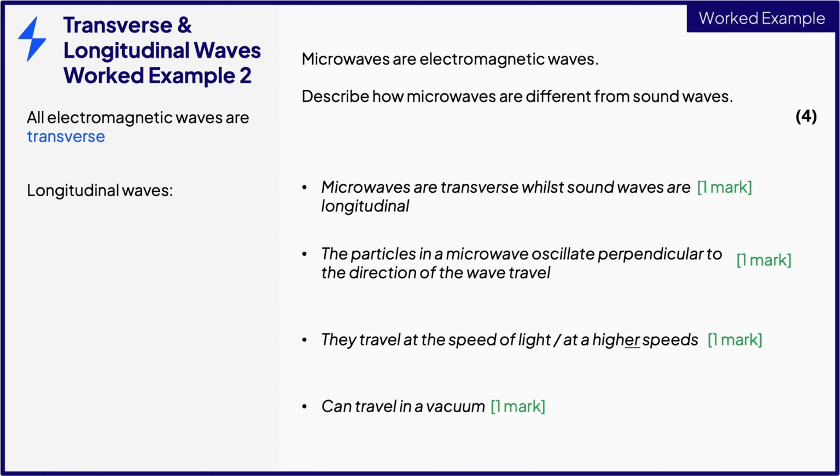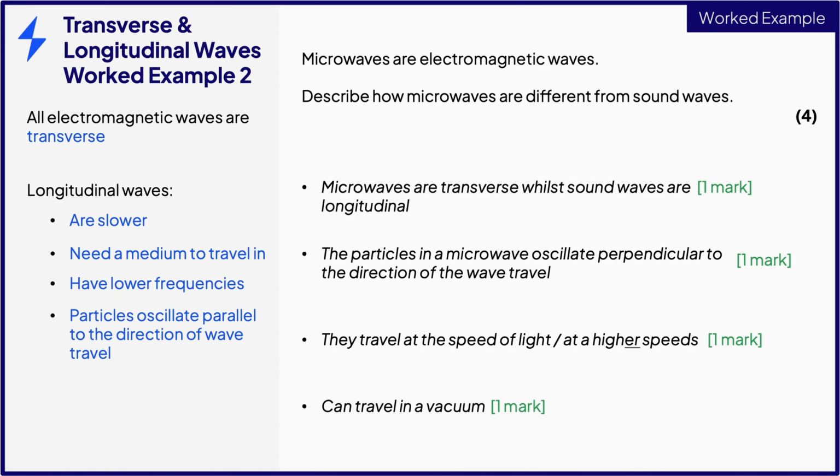Let's recap the main differences with longitudinal waves compared to transverse. They are slower. This is because they need a medium to travel in. They tend to have lower frequencies. And finally, the main definition is that particles oscillate parallel to the direction of wave travel instead of perpendicular, like transverse waves. For written answers, make sure you're specific and detailed. Use key terms like vibrates or oscillates instead of moves.